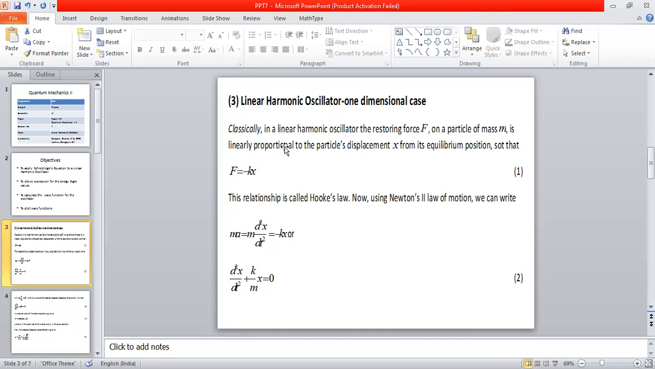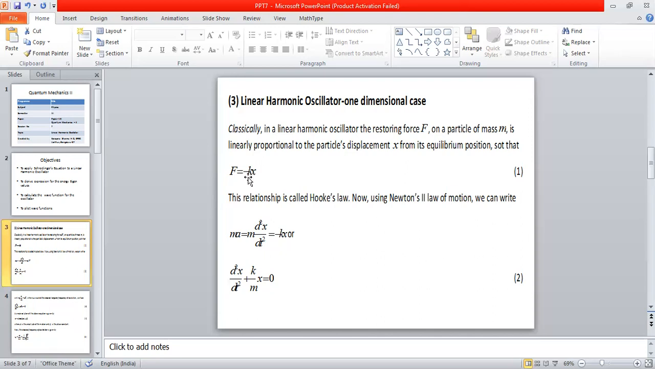So in the case of a linear harmonic oscillator, F, the restoring force, is proportional to minus x, where x is the displacement of the particle from the equilibrium position or the mean position. Therefore, we can write that expression as F = -kx.